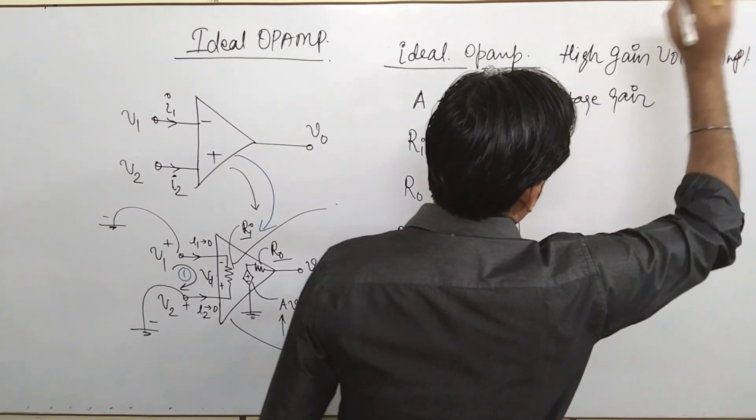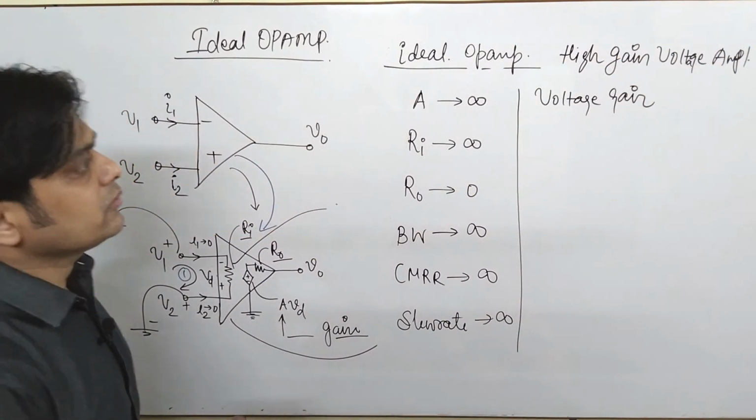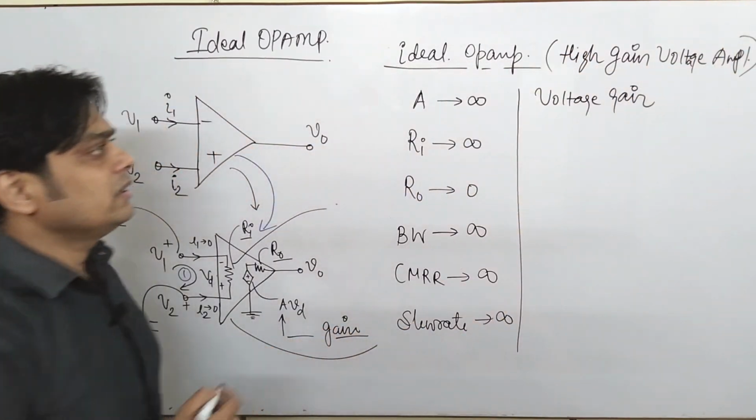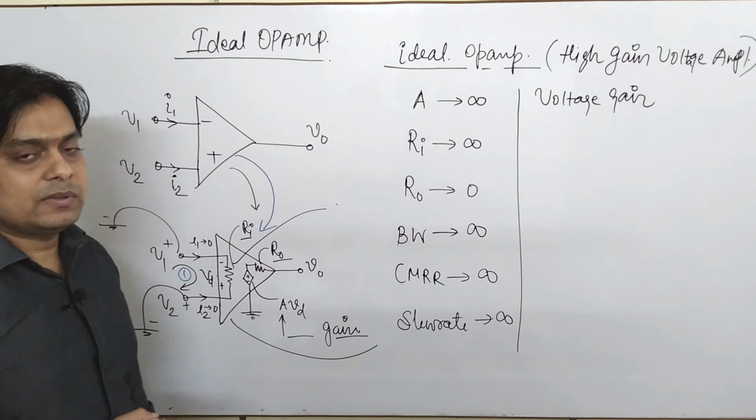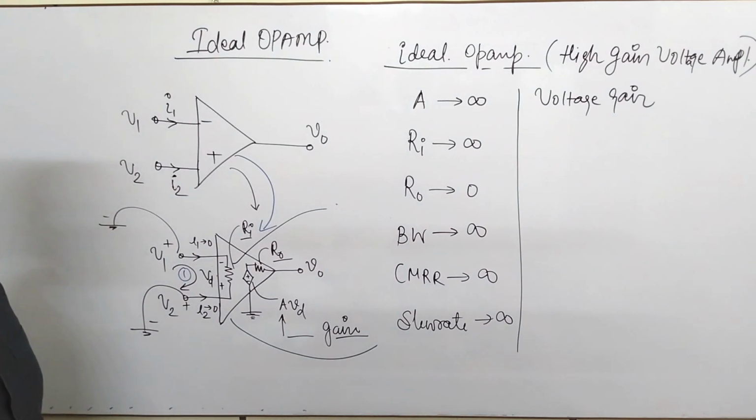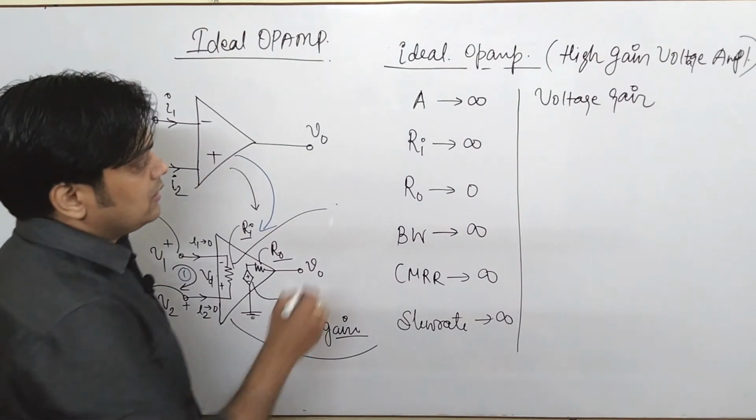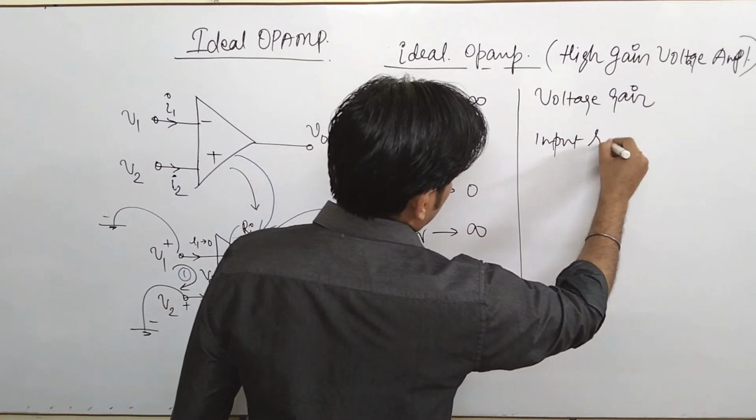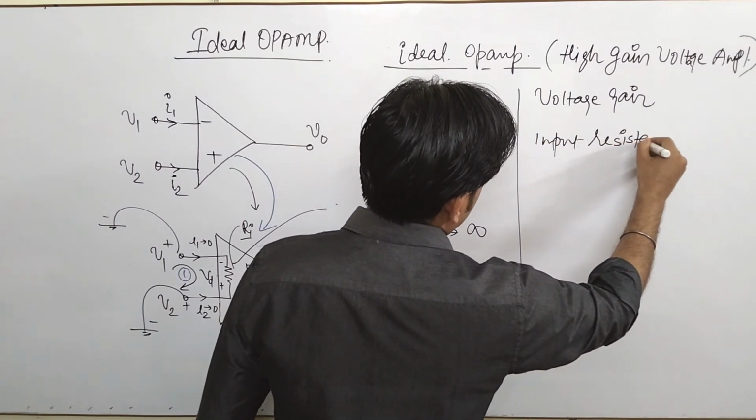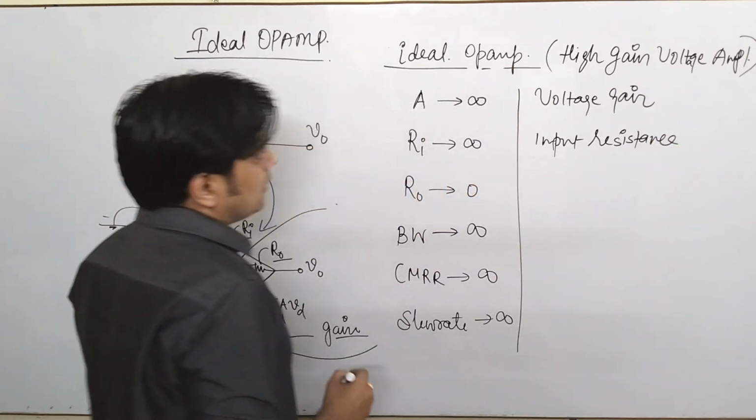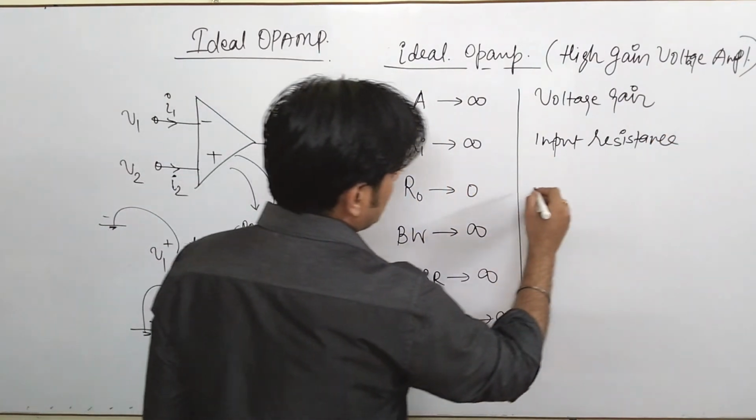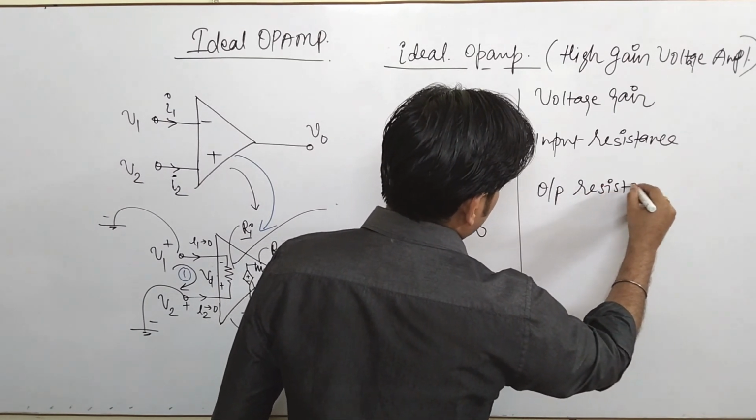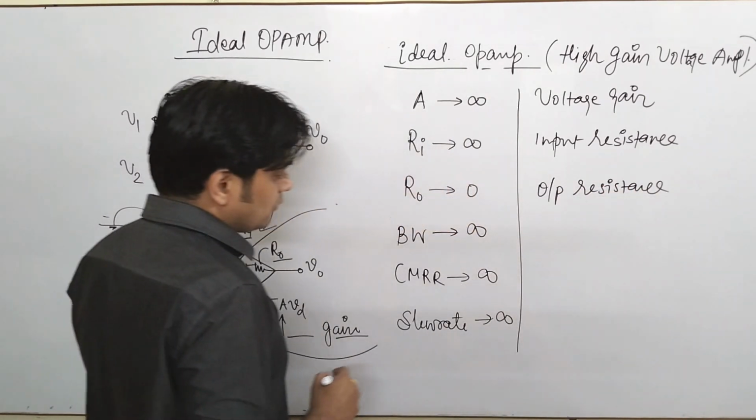Please keep in mind, these operational amplifiers are also known as high gain voltage amplifiers, because of their high gain, and that is basically a voltage gain. This Ri is known as input resistance, and in case of an ideal OPAMP it is infinite. This R0 is known as output resistance. In case of an ideal operational amplifier it is 0.